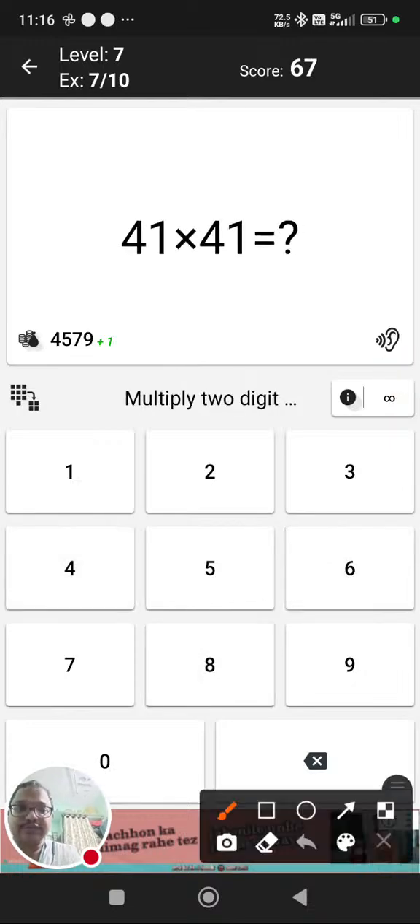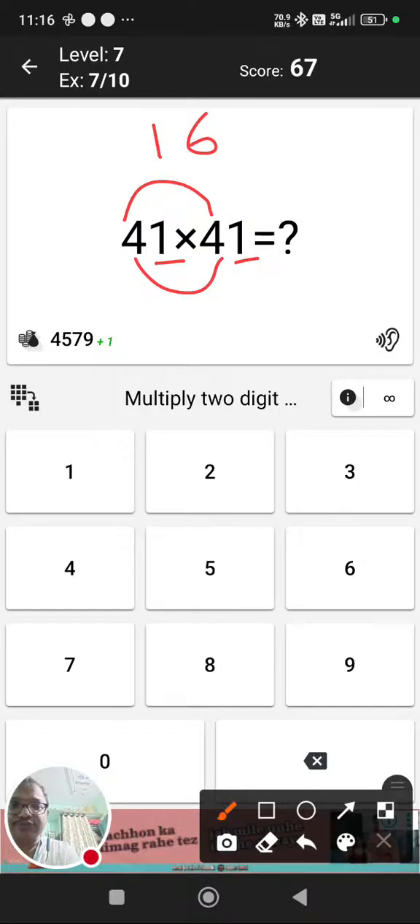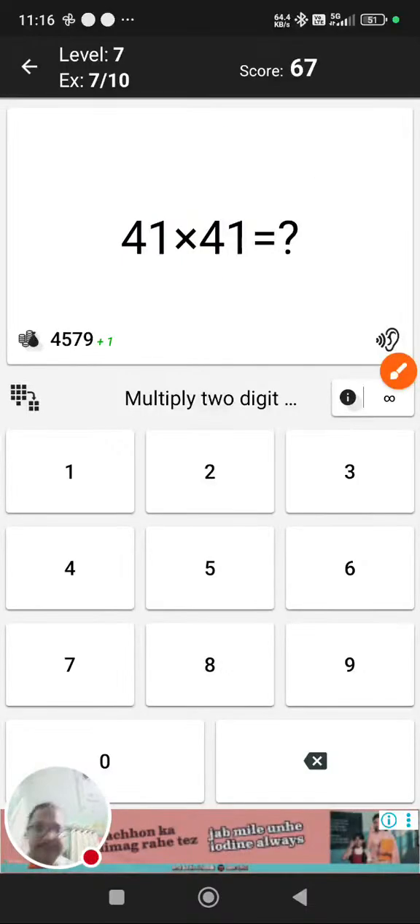Here again we see 1 and 1. What we do is multiplication of these two, which will be 16, and the sum of these two, which will be 8, and unit digit 1. 1681 is the answer.